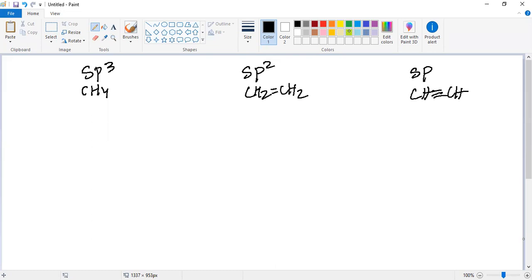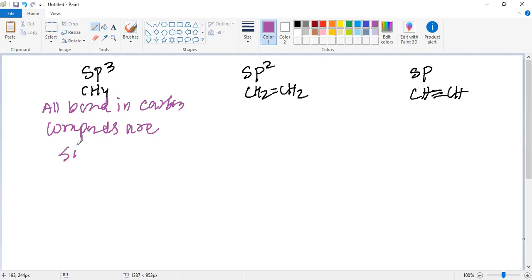So we should understand now that if all bonds in a carbon compound are single, then carbon undergoes the sp3 hybridization. Please remember that then carbon undergoes the sp3 hybridization.